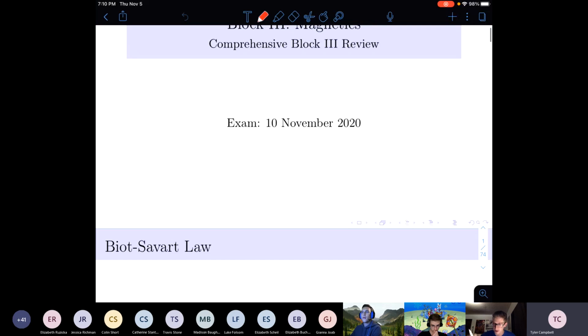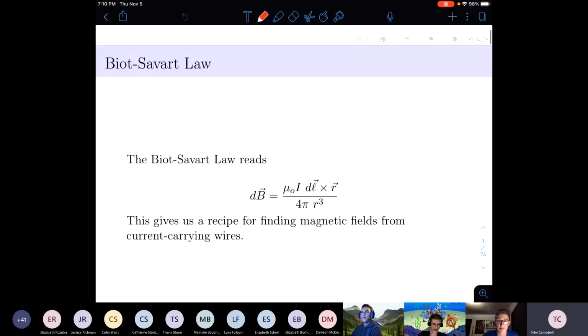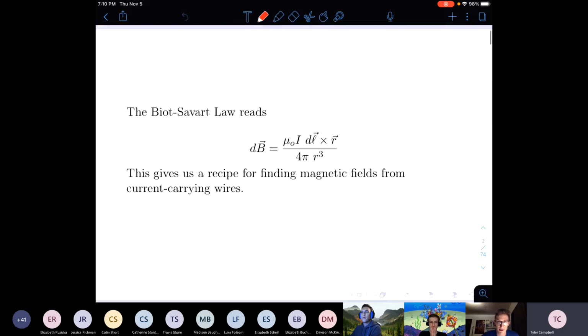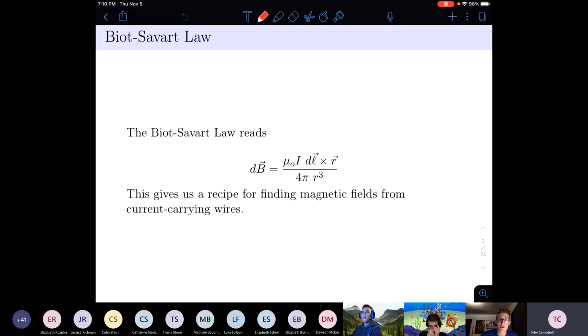All right. So the first topic in block 3, sorry, this is kind of laggy, is with the Biot-Savart law, right? So just in general, dB equals mu naught I times dl cross r over 4 pi r cubed. So this formula is used whenever we have obviously a differential magnetic field, right?